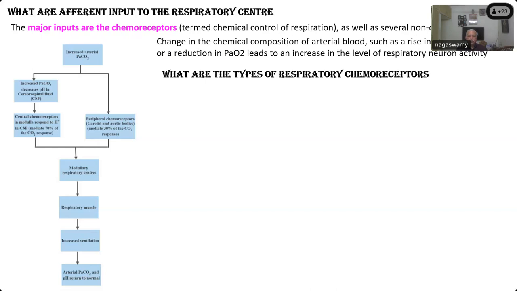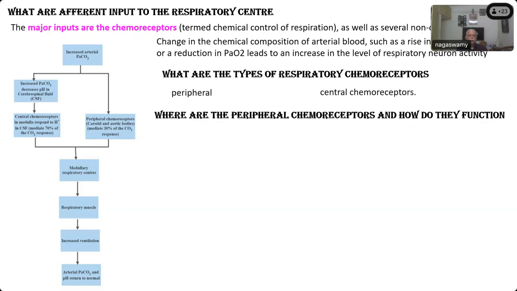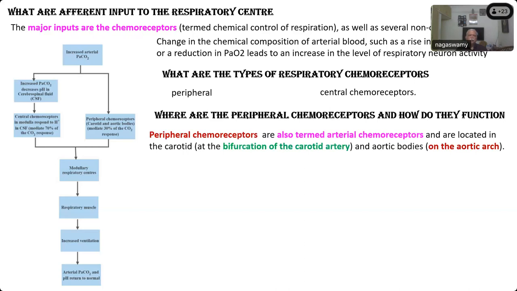So what are the types of respiratory chemoreceptors? Of course, you have the answer here. One is the peripheral, another is the central chemoreceptors. So where are the peripheral chemoreceptors situated and how do they function? Of course, this slide has already shown you. They are also termed the arterial chemoreceptors, located in the carotid artery at the bifurcation as well as in the aortic bodies. So the other name for peripheral chemoreceptors is arterial, because they are situated in the carotid artery and aorta.